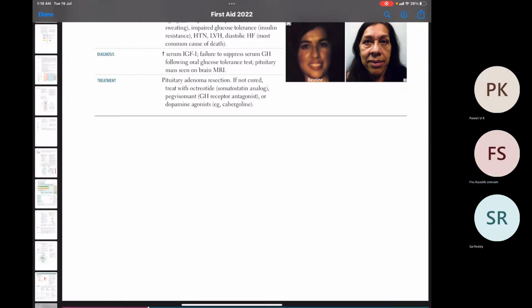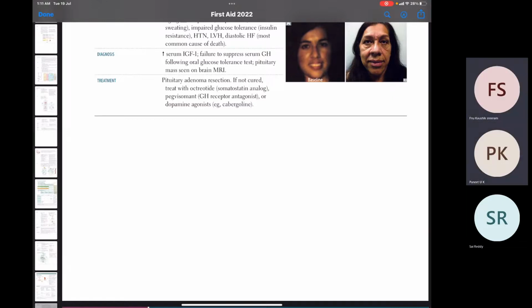Lid lag, that's called lag ophthalmos. I'm right, no? No. Dalrymple sign. Dalrymple is not lid lag. The wrinkling will go, no? I'll tell you the eye signs.